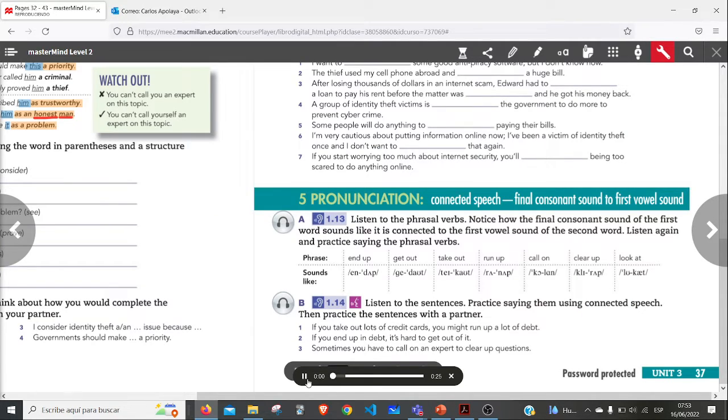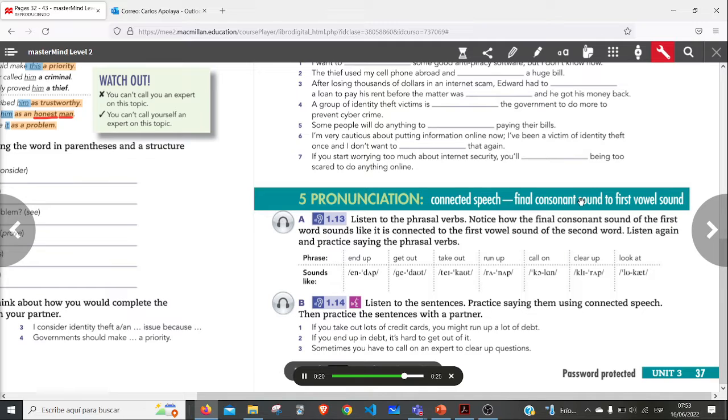Unit 3, Section 5, Exercise A. End up. Get out. Take out. Run up. Call on. Clear up. Look at. Look up.